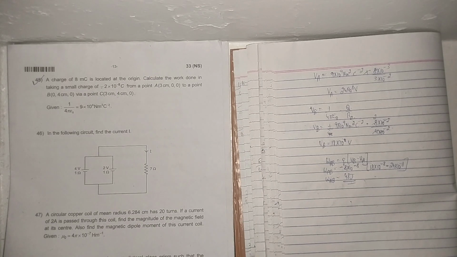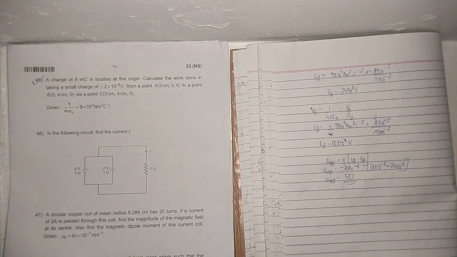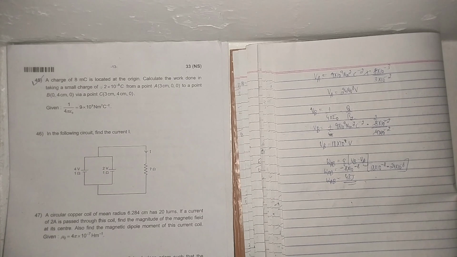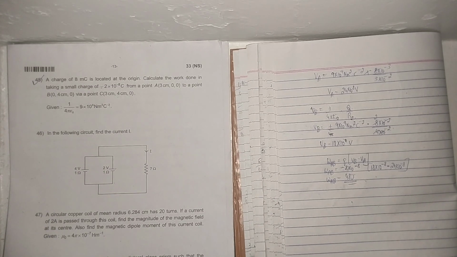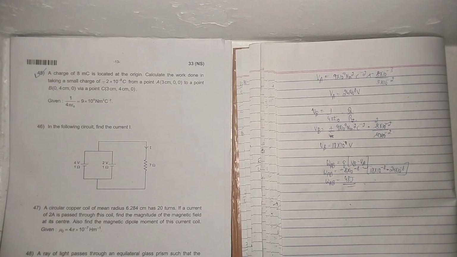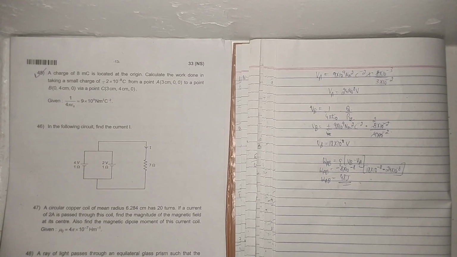Now question number 46, here they have asked, in the following circuit we have to find the current I. The circuit they have given here. In that we have to find which one is I. Okay. So let us find the answer now. Yes, so I think we should find the answer now.